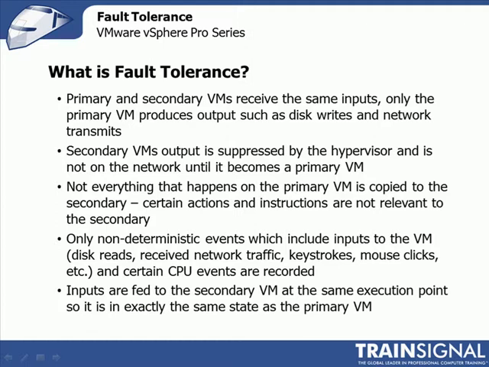It's important to note that not everything that happens on the primary VM is copied to the secondary. There are certain actions and instructions that are not relevant to the secondary VM, and to record everything would take up a huge amount of disk space and processing power. Instead, only non-deterministic events, which include inputs to the VM, such as disk reads, received network traffic, keystrokes, and mouse clicks, and certain CPU events, such as interrupts, are recorded. Inputs are then fed to the secondary VM at the same execution point, so it is exactly in the same state as the primary VM.